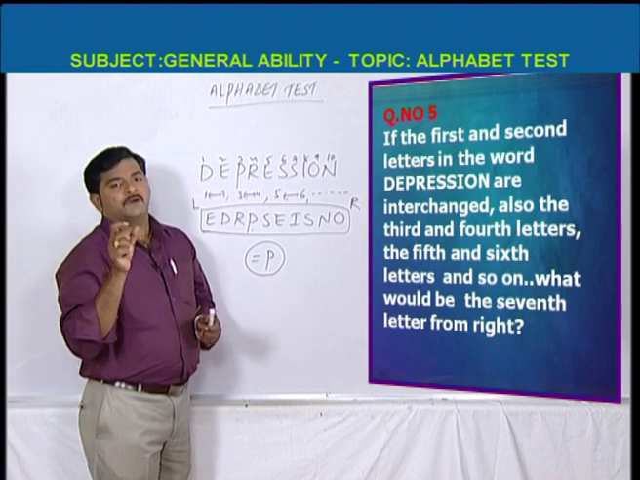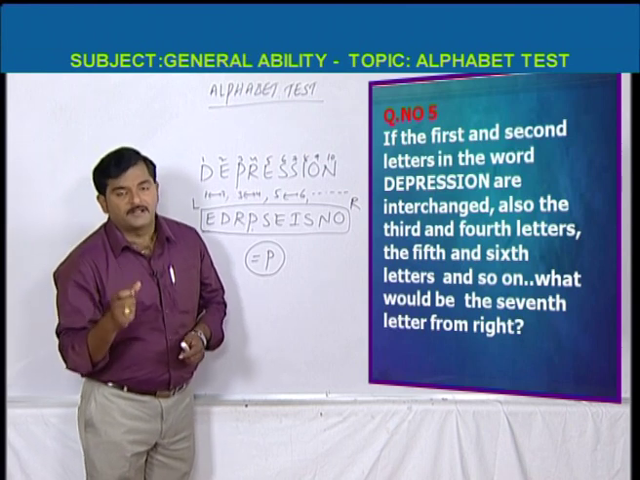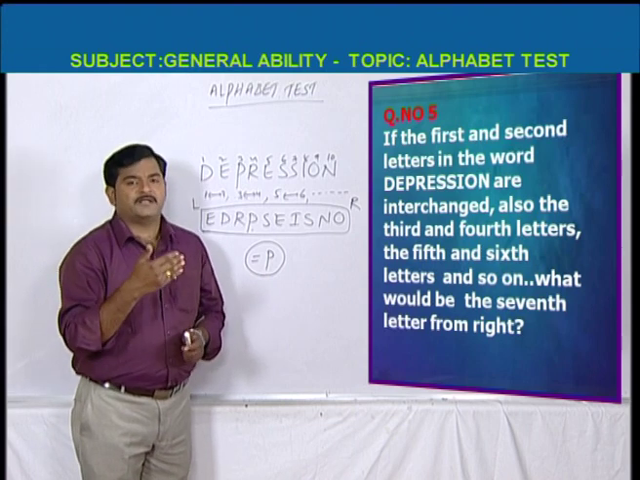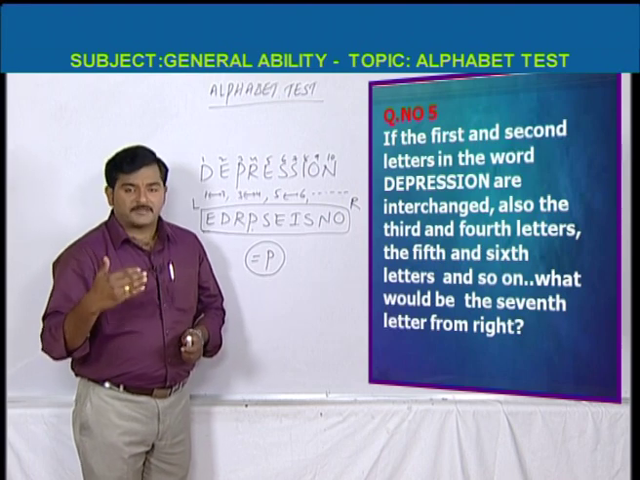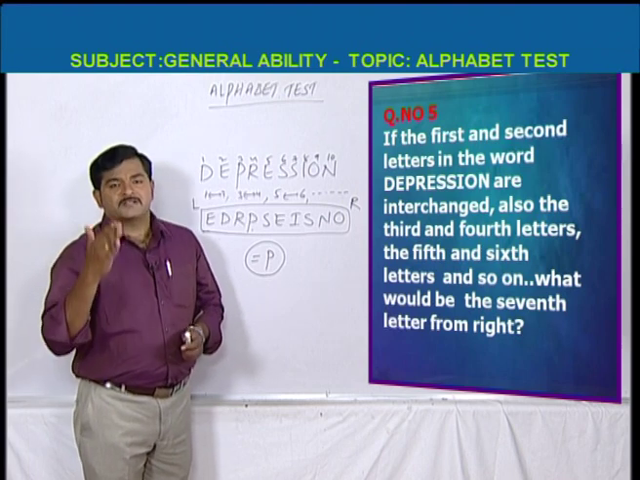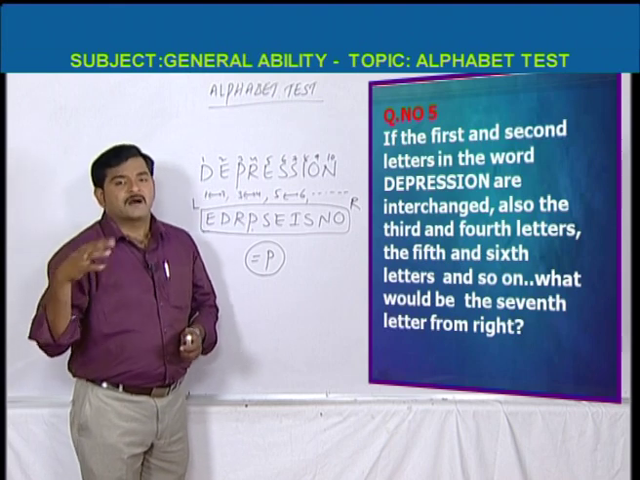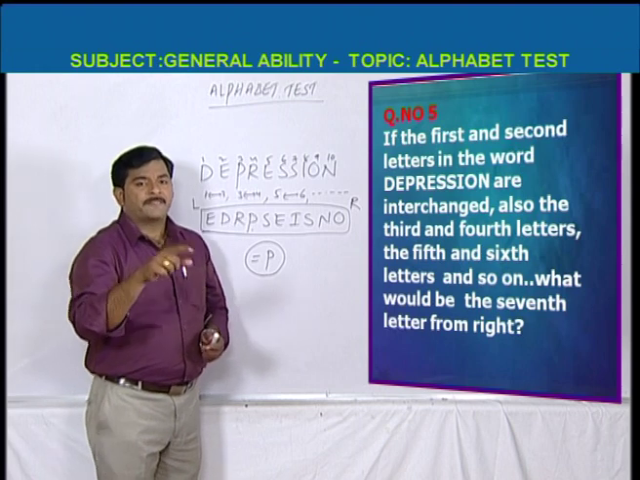Like this, one word will be given, and for that word, he asks to interchange something. Sometimes he interchanges only even letter words, sometimes odd letter words, sometimes composite. Sometimes the first half is written in reverse order, or the second half in reverse order, or the first letter with the last letter, second letter with the preceding letter, and so on.